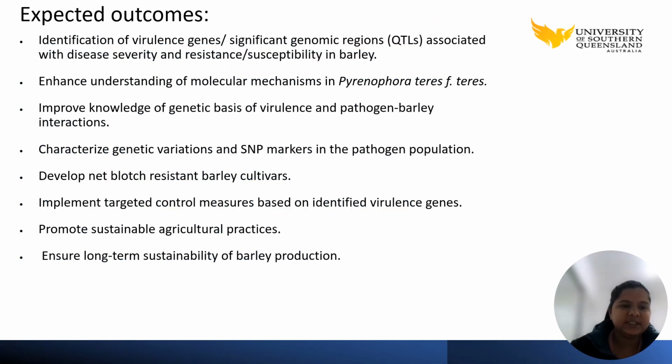While talking about the expected outcomes, this research is aimed at identification of virulence genes or QTLs associated with disease severity and resistance or susceptibility in the barley genotypes. This research will enhance understanding of the molecular mechanism in Pyrenophora teres, and the outcomes will improve knowledge of the genetic basis of virulence and host-pathogen interactions. This will help in development of net blotch resistant varieties that will implement targeted control measures based on identified virulence genes, promoting sustainable agriculture practices and ensuring long-term sustainability of barley production.